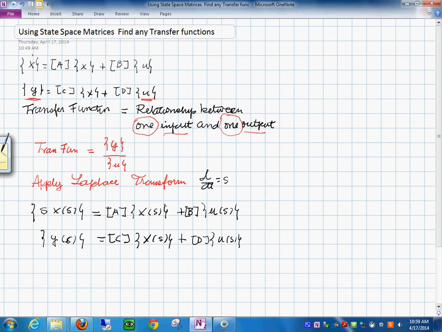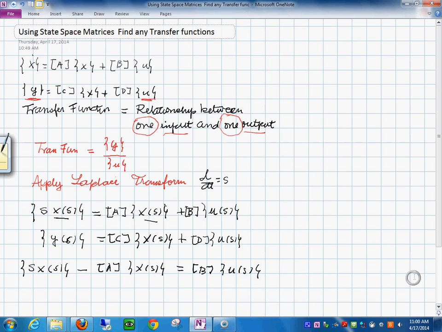Yeah. So using the first equation, I could move. See, these are common terms. That one and that one. So I could write down, and I won't skip any steps so that everybody follows me. And then we'll say minus the matrix A times the vector x of s, like this, equals the matrix B times the output vector u of s.